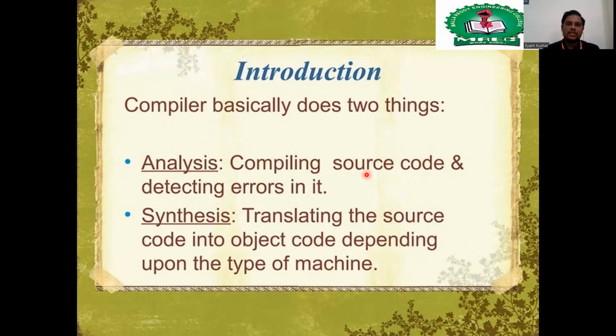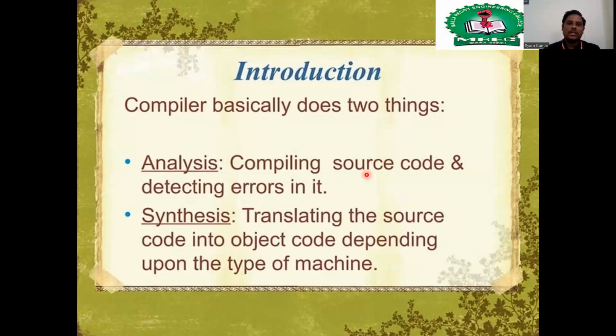In the analysis part, the source language, which is a high-level language, is checked for errors. First, we have to detect the errors, and then remove them. This is done by the first three phases. A compiler has six phases, and the first three phases translate the high-level language into a form without errors.